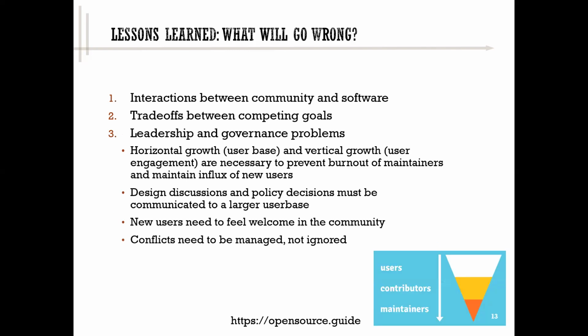And finally, there are leadership and governance problems. And some of those are related to the growth of the project. Typically, a small project requires a different organizational structure than a bigger project. And as the project usually wants to have some horizontal growth, meaning more users, you also need more people who take up responsibility for the project to keep up with the maintenance burden and to keep up with the community work that is necessary. So if this horizontal growth is not accompanied by vertical growth and user engagement, that can lead to the case where maintainers just say, this is too much work, I don't want to do this anymore.